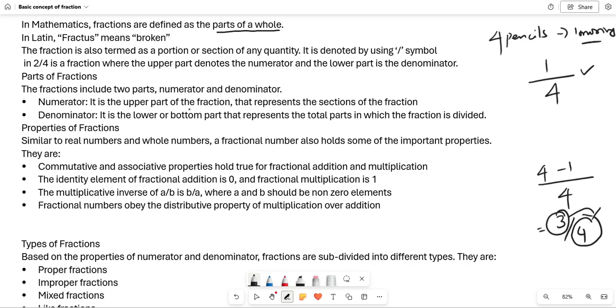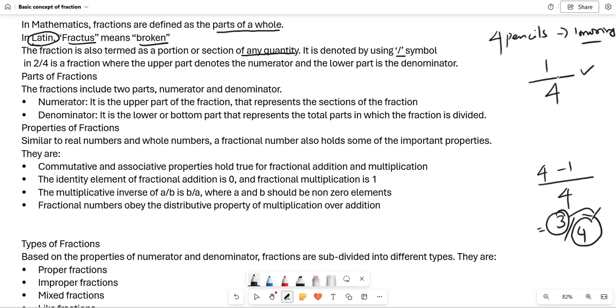Now the word fraction is Latin. It's a Latin word that means broken. The fraction is also termed as a portion or section of any quantity. We use this symbol, the division symbol, or some people say slash.